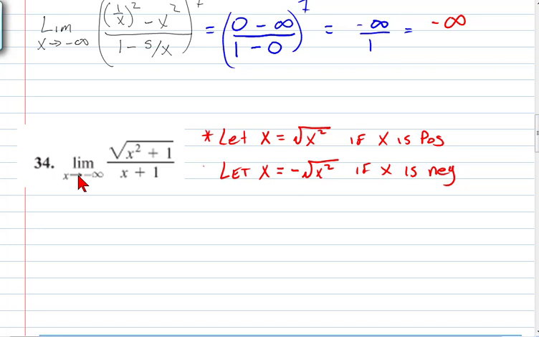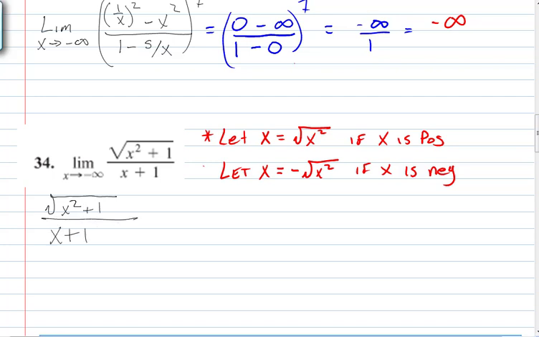Here, x is going to negative infinity. So whenever I multiply the numerator by x, I'm going to write my x with the square root so that I can look at this, but that square root's got to have a negative out in front of it. Okay? So let's look at the problem. We have the square root of x squared plus 1 divided by x plus 1.